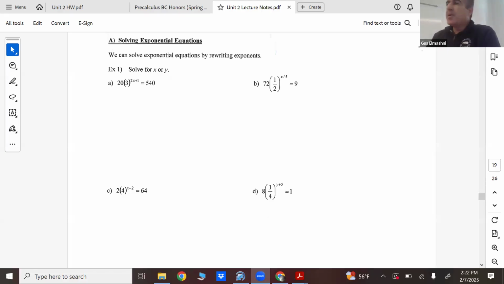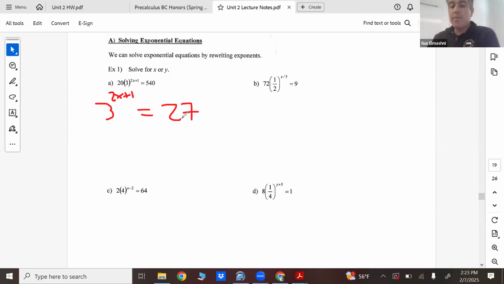All right, so we're gonna start solving equations. So I'll do a couple, have you guys try a couple, and we'll kind of check in. So the way I would approach A is I divide by 20 first, right? So you should have 3 raised to 2x plus 1 power equals 27. I know it's 27 because 54 divided by 2 is 27, and the zeros will cancel. So when I do 540 over 20, again, the zeros cancel, 54 over 2 is 27.